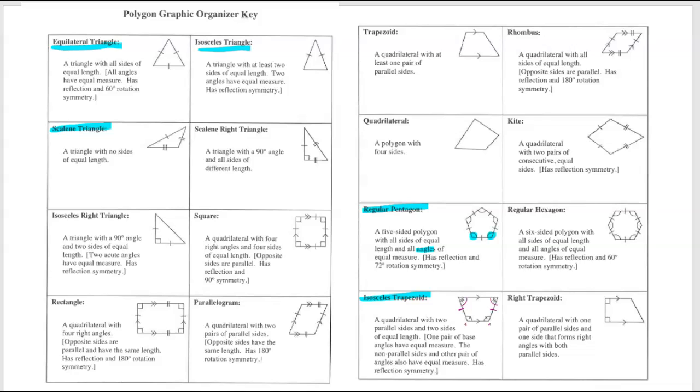Now, also with angles, what happens if they're very specific angles? What happens if they're right angles? Notice that you see that little symbol right there, which is telling us that it's a right angle. Okay, so symbols are very, very important.